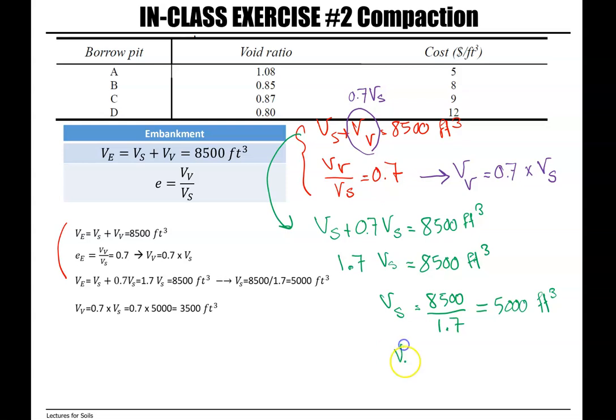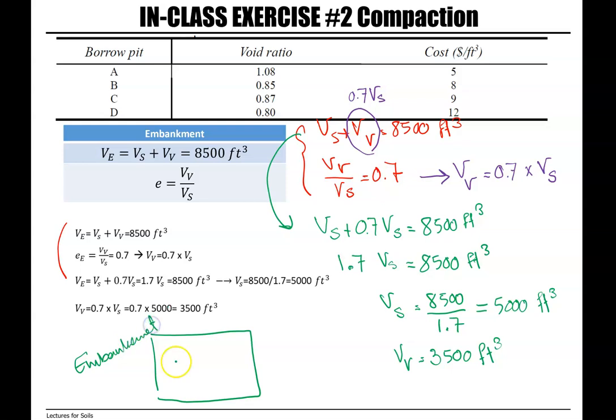Then you can calculate volume of void as 8,500 minus 5,000, or as 0.7 times 5,000, and you will get 3,500 cubic feet. So for our embankment, volume of void is 3,500 cubic feet. Volume of solids is 5,000 cubic feet.